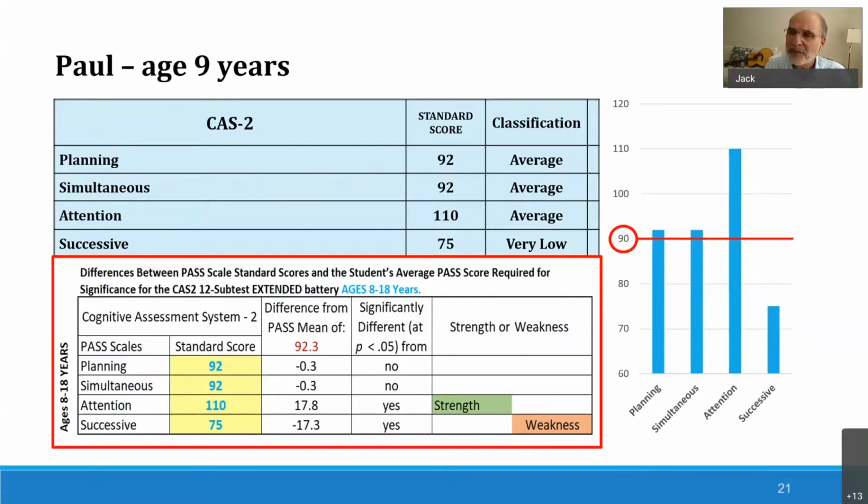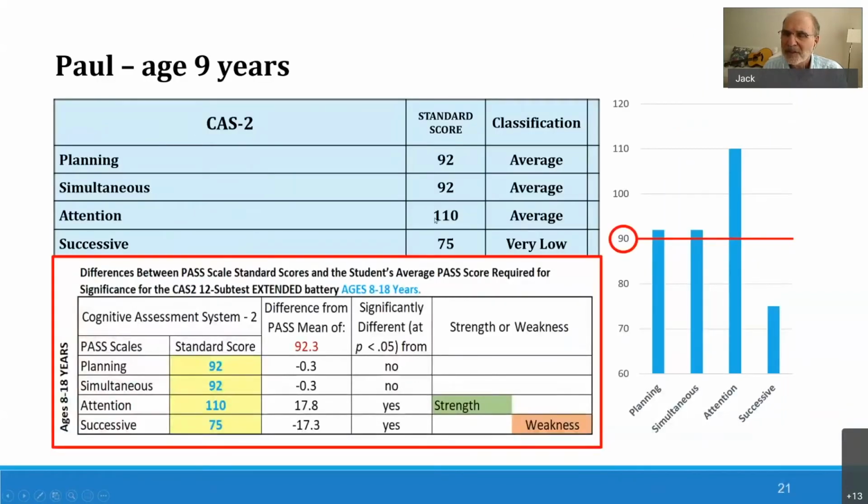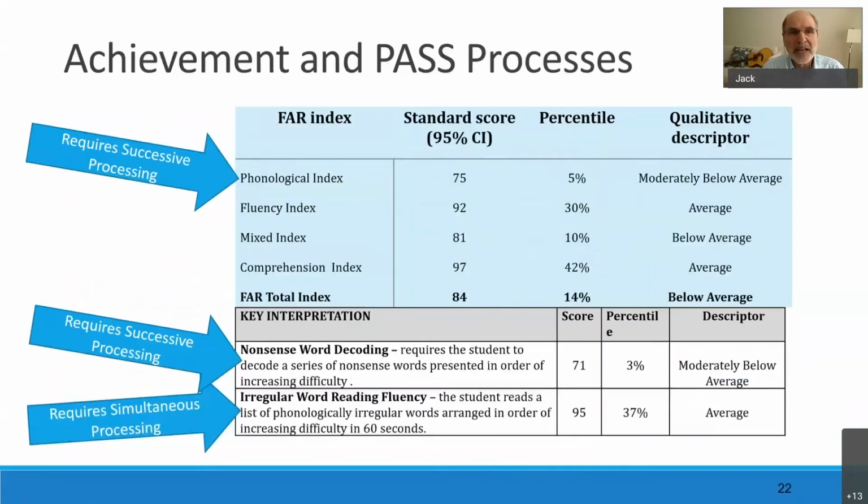Wow, what a different view of the same student. I mean, think about that. These kind of scores here, your view of this person is very different. So when you look at how he did on the phonological index on Steve's test, 75, just like he did on successive processing.